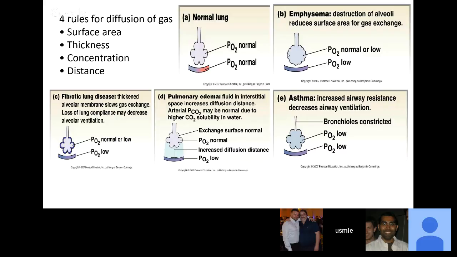But it's the exchange that would be an issue. So you don't have much oxygen going. You're going to have a little bit that goes to the capillary, but not that much. And that is the issue of people that have COPD or emphysema.